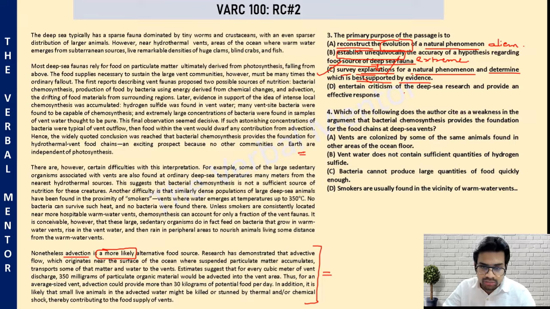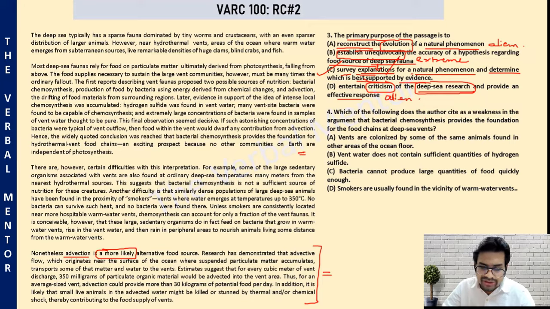Option D, to entertain criticism of the deep sea research and provide an effective response. Is the primary purpose to criticize or entertain criticism of the deep sea research, that deep sea research is insufficient or not happening, something like that? No. So this criticism part is alien to the passage altogether. Option C is the correct answer.